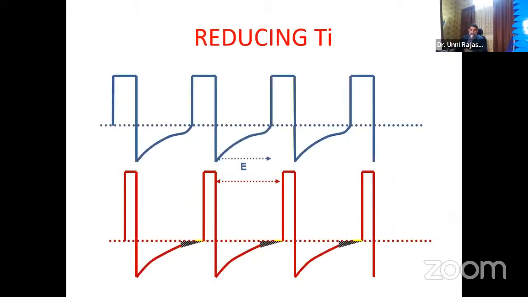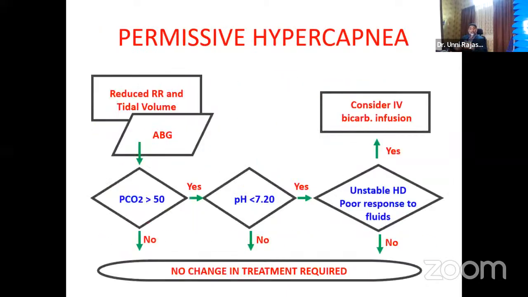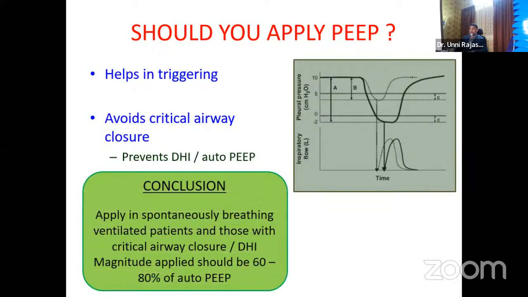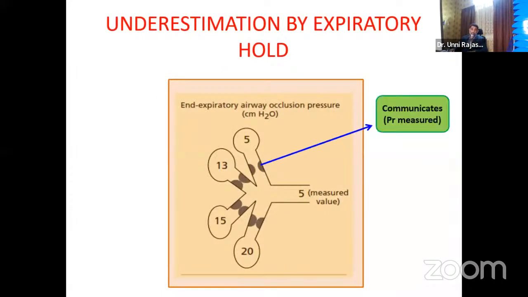We have to use maneuvers like reducing inspiratory time, reducing respiratory rate, permissive hypercapnia, all those maneuvers to optimize the ventilation. And at the same time, we need to use PEEP, which avoids critical airway closure, and which is applied at a magnitude of almost 60 to 80% of the auto-PEEP, which is very essential because sometimes the expiratory hold maneuvers can overestimate, because not all the airways are communicating towards the terminal, as there can be obstruction at different levels in the asthmatic lungs.